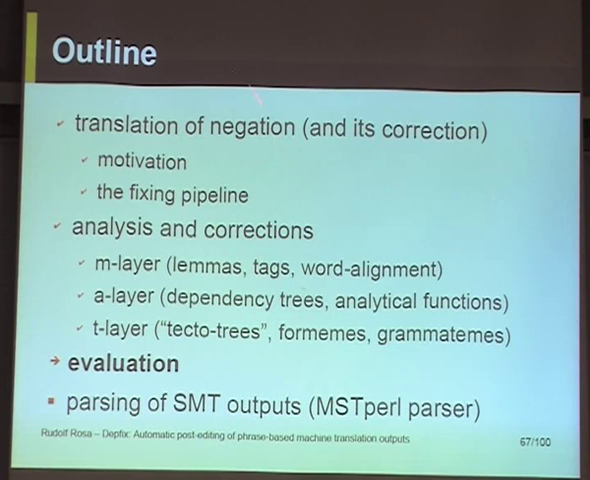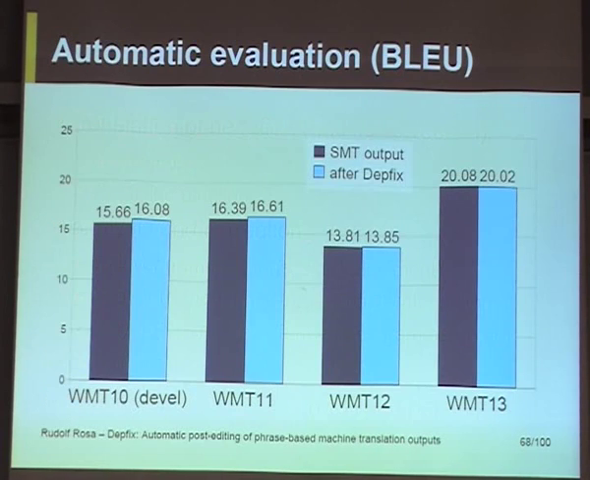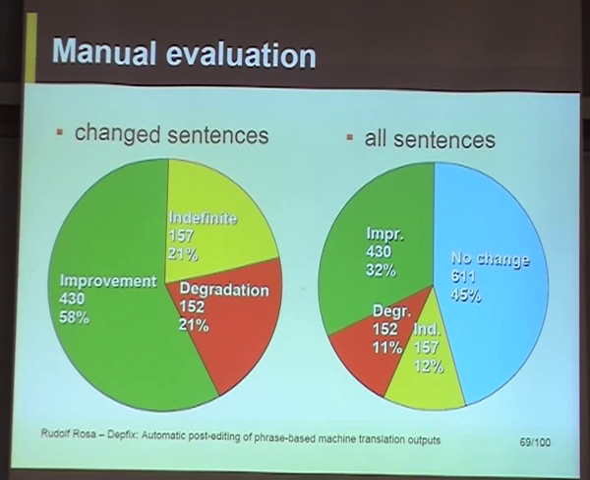This was all about how DEPFIX works. Now I will talk about the evaluation of DEPFIX a bit, and the rest of the time I will show the parser. So, when we use automatic evaluation, as I already said, it usually does not work very well, so you can see that the differences are very small, even though we know that the differences actually are fine. So we use BLEU only when we don't have time to do manual evaluation, but usually we do manual evaluation.